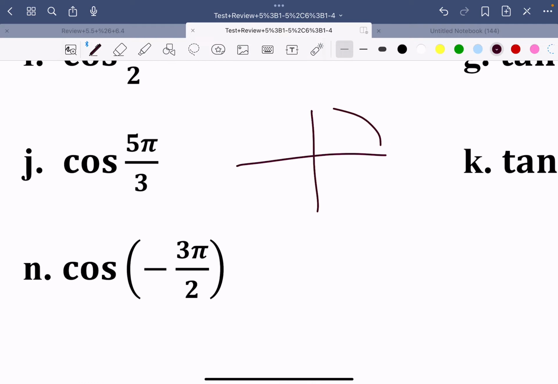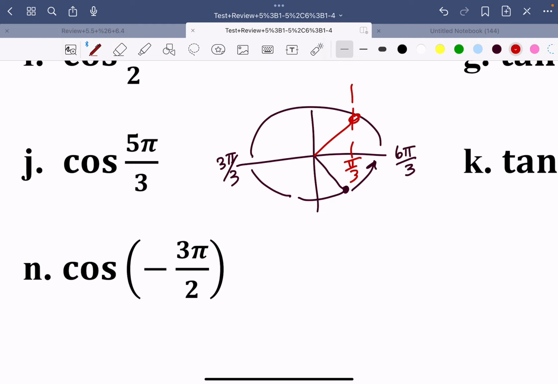Cosine 5 pi over 3. This is 3 pi over 3, and I need to go 1, 2. 2 pi over 3 is going to put me in this quadrant, right? So it's going to be some positive number. If I want to get all the way to 6 pi over 3, or 2 pi, I need to go one more pi over 3. So that means that my reference angle right here is pi over 3, but my cosine and sine of pi over 3 are 1/2 and the square root of 3 over 2. So this is going to be the exact same x value. So you're going to get 1/2.